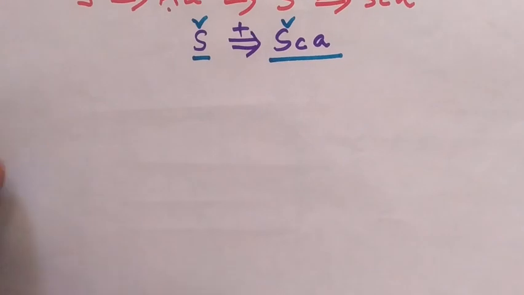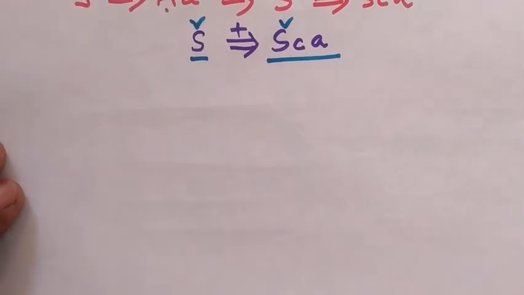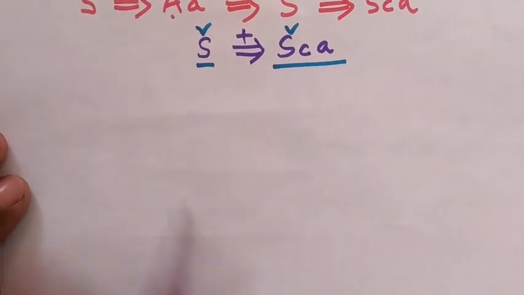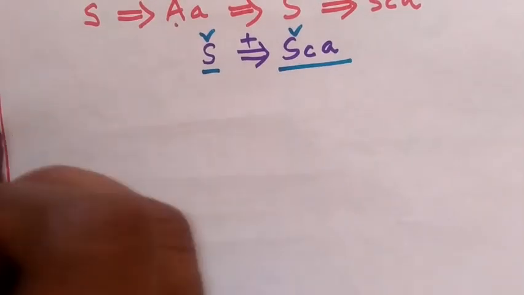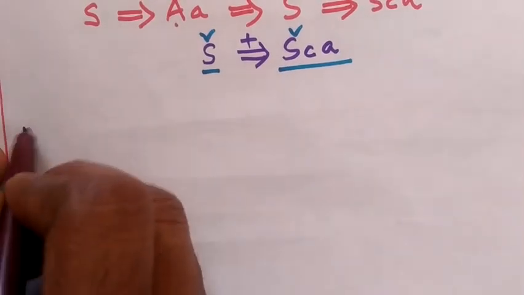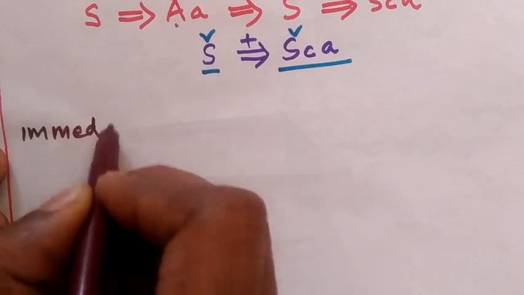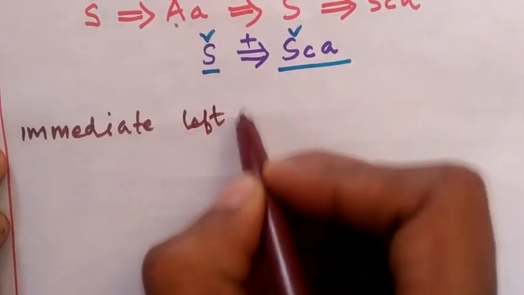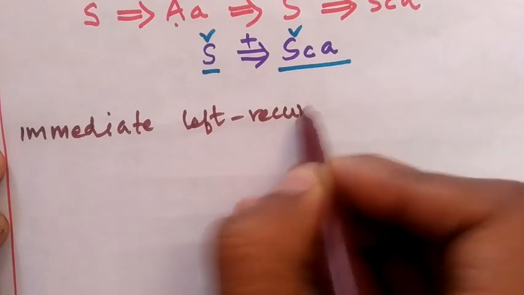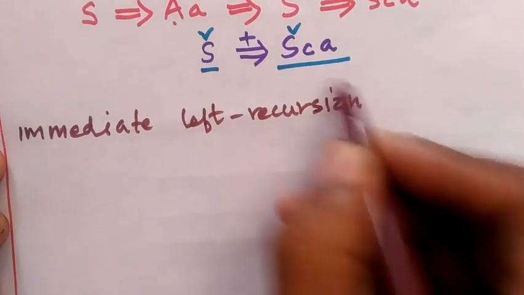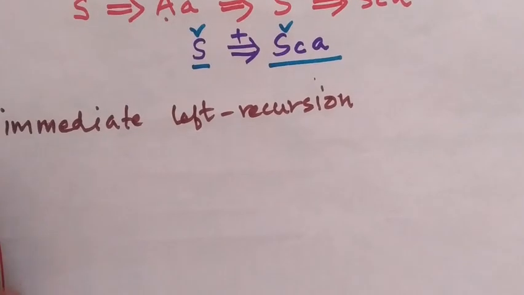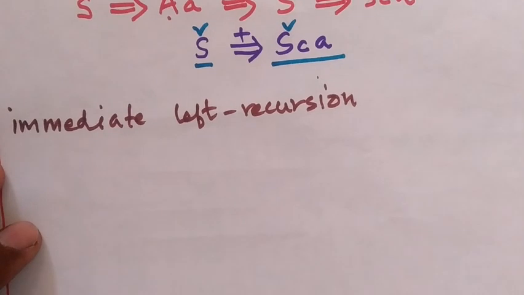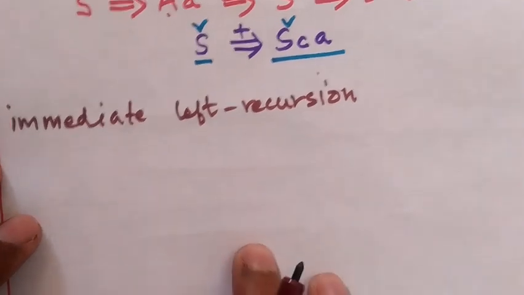And there are different types of left recursion you can see in a grammar. The first type is immediate left recursion. First I will define what an immediate left recursion is and how you can remove immediate left recursion from a grammar.